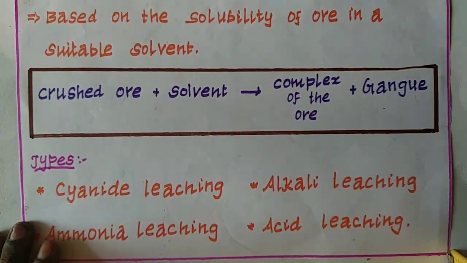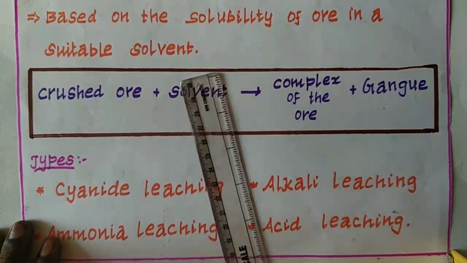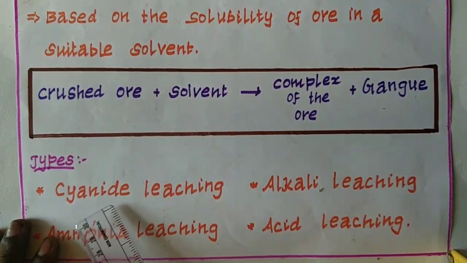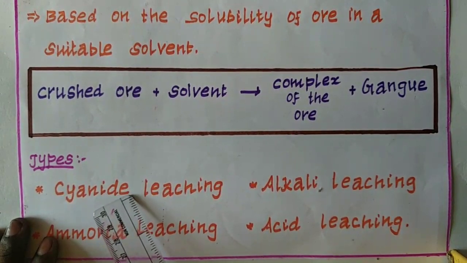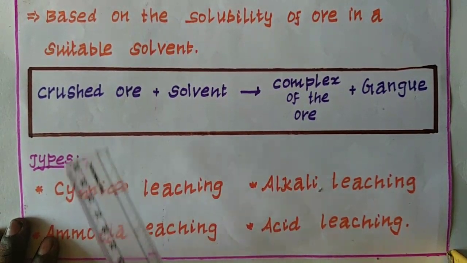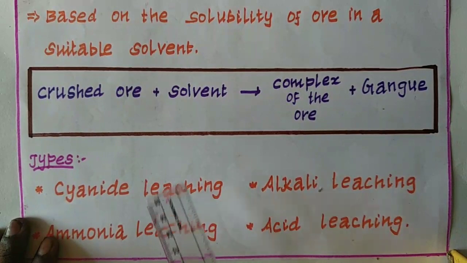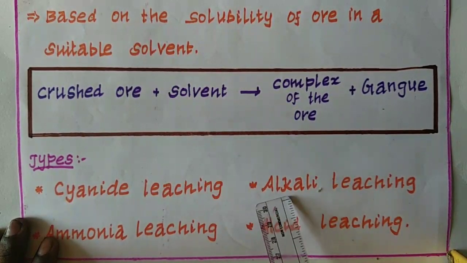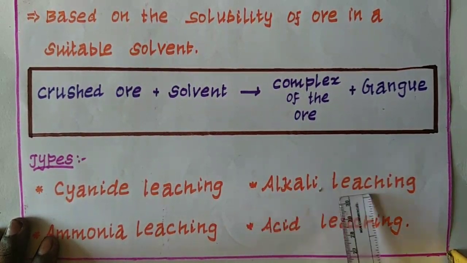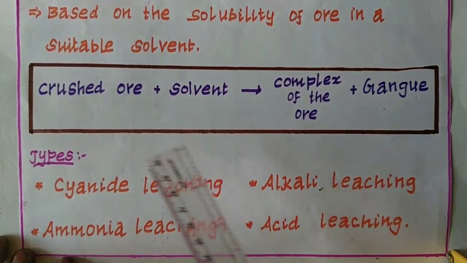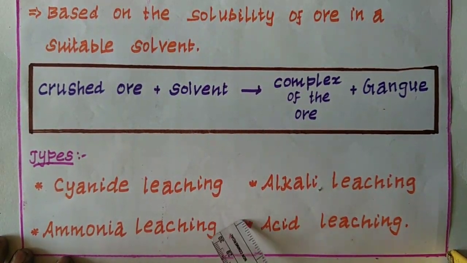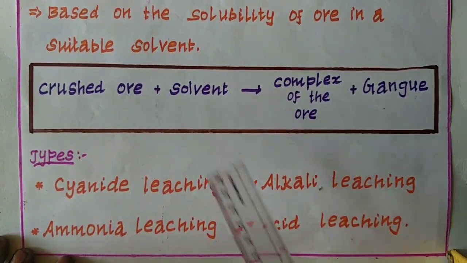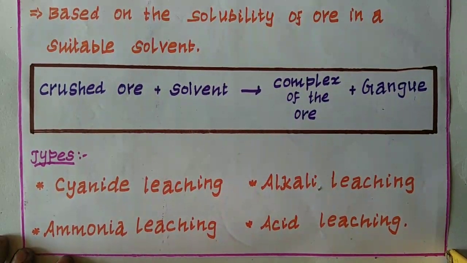Okay, and as we know already, the types we are going to see now, the types of leaching processes. There are 4 types given in your syllabus. What are they? Cyanide leaching, which means here the solvent used is hydrogen cyanide or sodium cyanide and so on. If we use a cyanide solvent, then it is called cyanide leaching. If we use an alkali as a solvent, then the process will be called alkali leaching. If we use ammonia as a solvent, the process will be called ammonia leaching. And if we use acid as a solvent, in this case, the method will be called acid leaching.